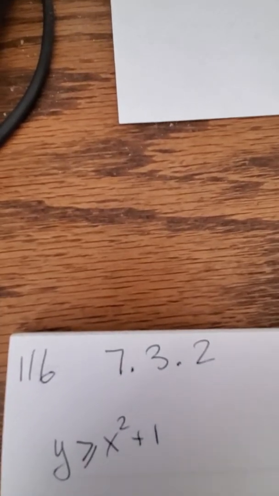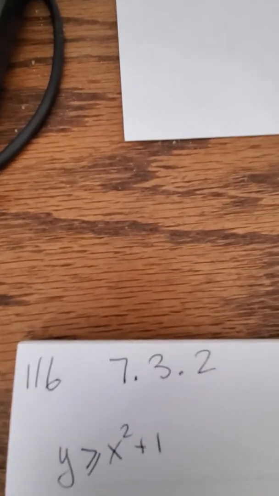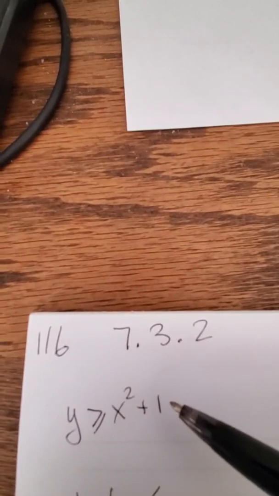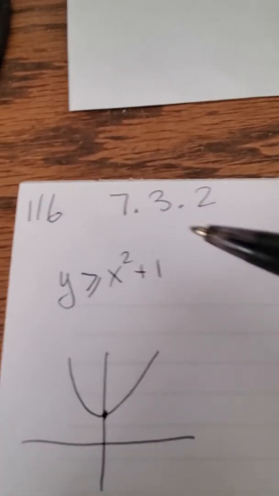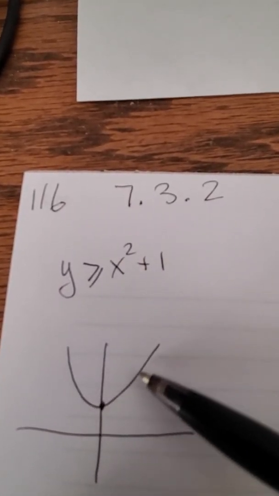Now we're going to do our last topic, and that is quadratic inequalities or nonlinear inequalities. So let's say you have y is greater than or equal to x squared plus 1. First it's going to be very similar to inequalities when we had linear, meaning we're going to first graph it as if it was an equal sign. So that's y equals x squared plus 1.